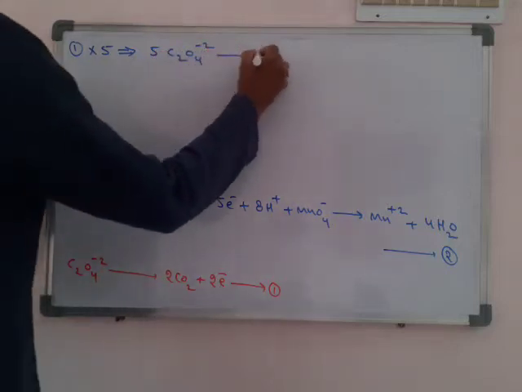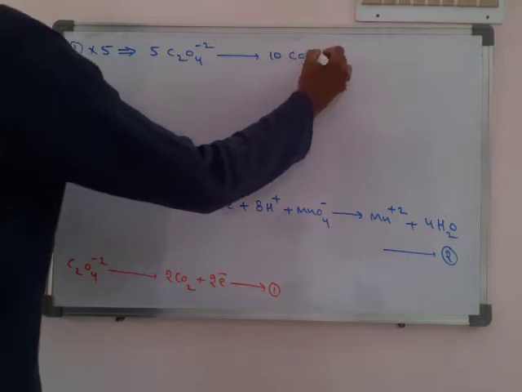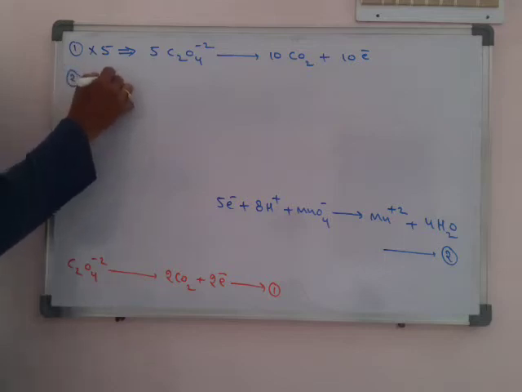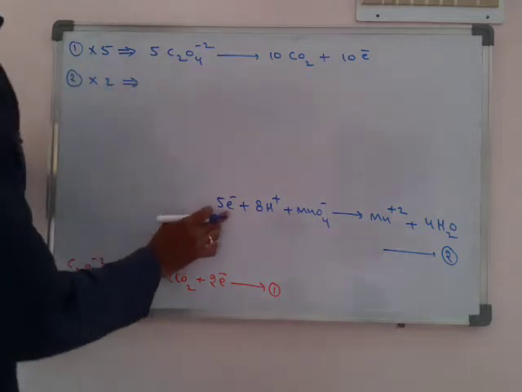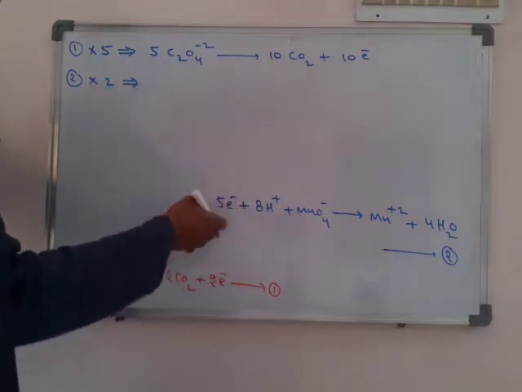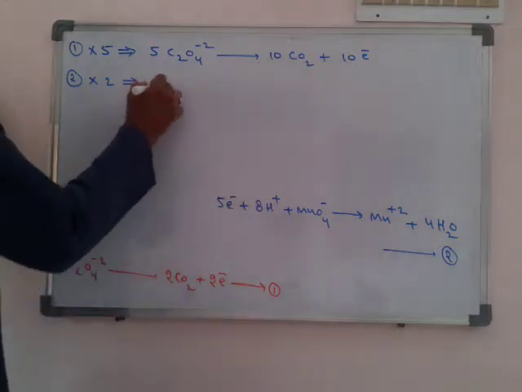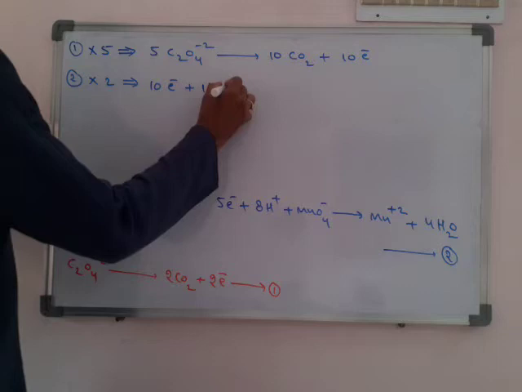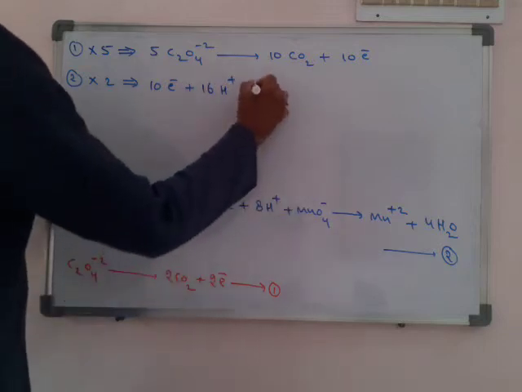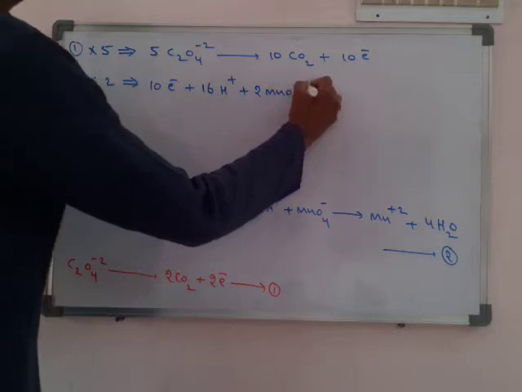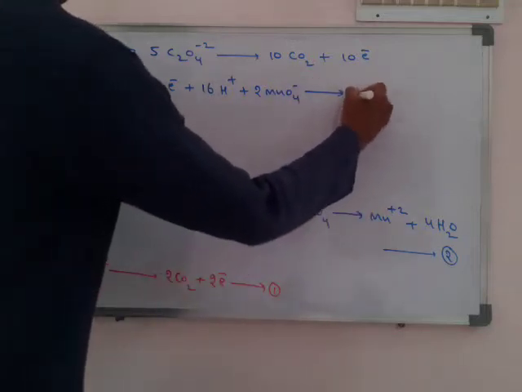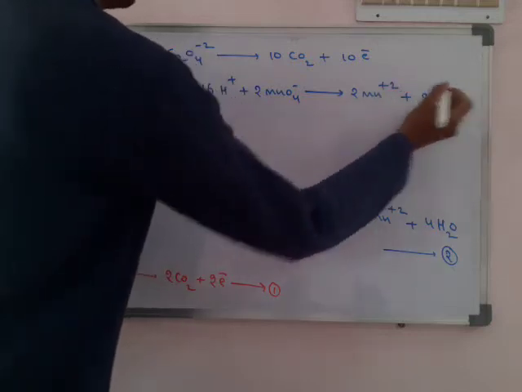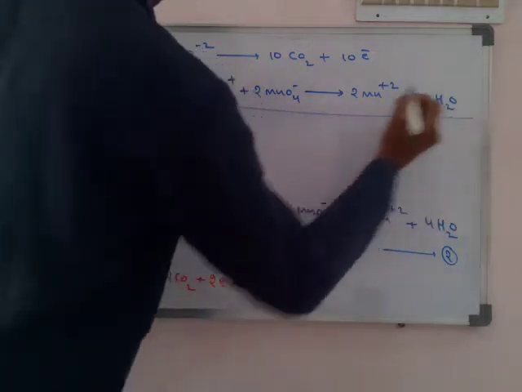5C2O4 minus 2 gives 10CO2 plus 10 electrons. So equation 2 must be multiplied by 2. So we have to go by the electrons, and multiply everything else by the same number. Here 5 with 10 electrons. Our target is just to cancel the electrons. So 16H plus, 2MnO4 minus gives 2Mn plus 2, 8H2O. So now add these two equations.